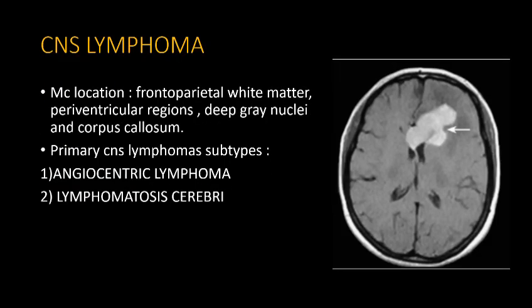Now let's discuss a few differential diagnoses to our case. CNS lymphomas. Most common locations are frontoparietal white matter, periventricular regions, deep grey nuclei and corpus callosum. Primary CNS lymphoma subtypes are angiocentric lymphoma and lymphomatosis cerebri. This is an axial T1 post-contrast image showing an intense homogeneously enhancing lesion located in the white matter of the left frontal region and genu of corpus callosum. And there is an abnormal deep depression located between the tumor margin and normal brain parenchyma, which is known as the notch sign, which is highly specific for CNS lymphoma, whereas it is absent in glioblastomas.